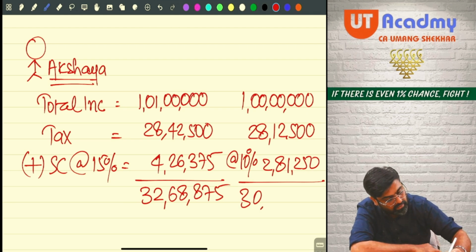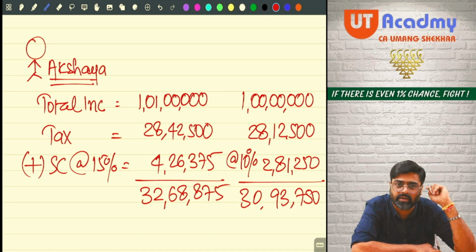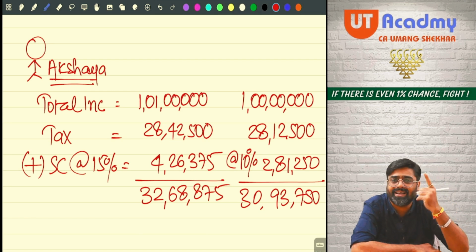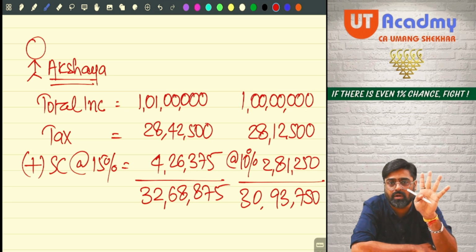30 lakh 93,750. Yes or no? 30 lakh 93,750. Please check the calculations. Please check the totals. Totals are okay, no? Because I am completely relying on you for these calculations, okay? No, the total should not be wrong. Please check it once.